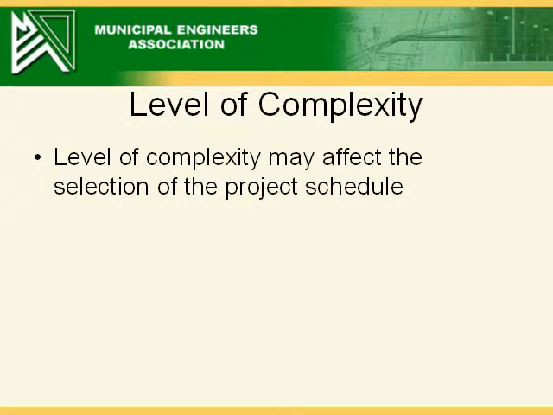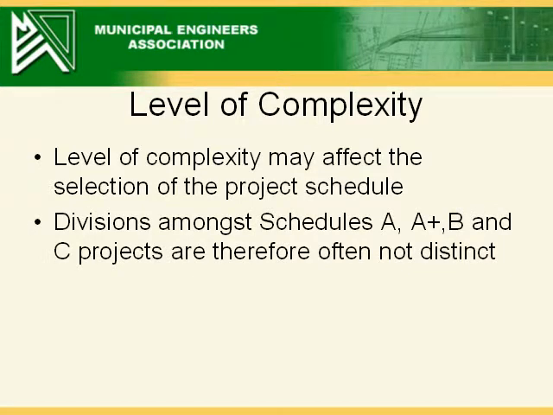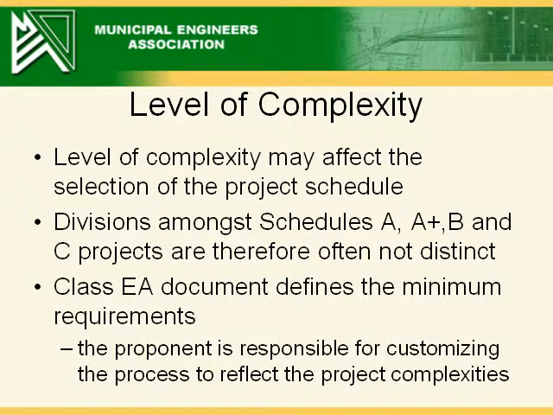The level of complexity may affect the selection of the project schedule. The divisions amongst Schedules A, B, and C projects are therefore often not distinct. The Class EA document defines the minimum requirements for environmental assessment planning. The proponent is responsible for customizing it to reflect the specific complexities and needs of a project.